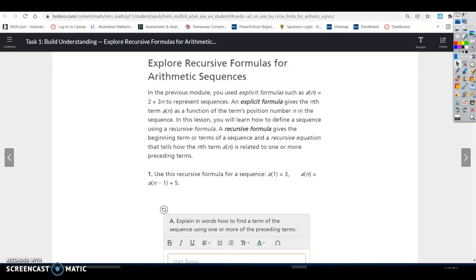A recursive formula gives the beginning term or terms of a sequence and a recursive equation that tells you the nth term, a of n, is related to one or more preceding terms. Use this recursive formula for a sequence. a of 1 equals 3, so our first term is 3, and a of n equals a of n minus 1 plus 5.